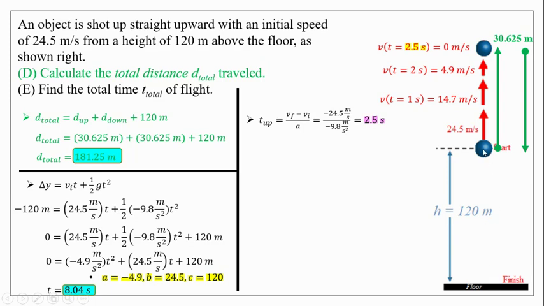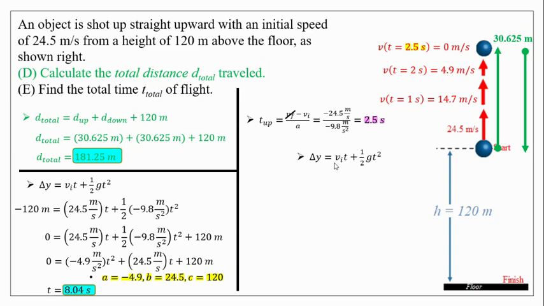Okay, so it's gonna rise a distance of 30.625. It comes to a stop, and it's gonna fall all the way back down. Well, I know that it takes 2.5 seconds to go up. I just need to find the time that it takes to fall all the way back down to the floor. So to do that, I can use my displacement function. I can use this to find the second half of the problem where it falls downward.